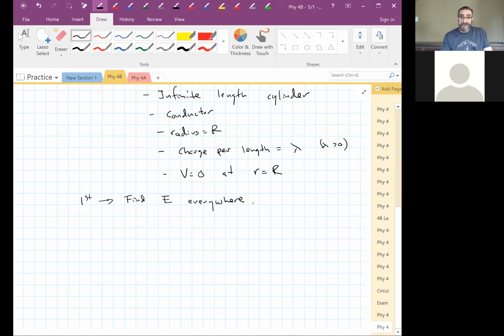Just when you thought you could forget about Gauss's law until the final, you can't. You're going to need it for this exam. So find E everywhere. Let's do that.